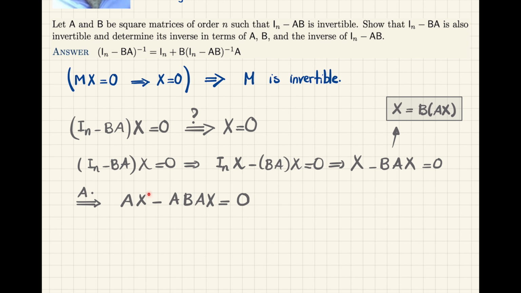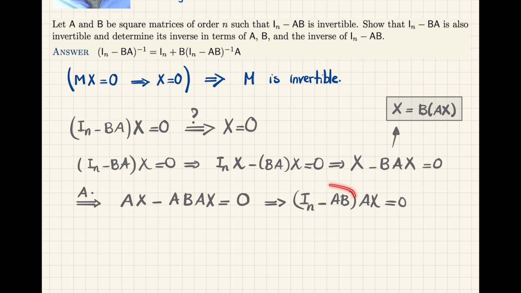So I can take this AX out, factor it out, but I have to respect the order. And I have to factor it from the right. So it becomes I_n minus AB, and then I have AX. On the right hand side I will have 0. So if you want to double check, multiply this back here, it gives you this, and multiply this back here, this gives you ABAX. But now this combination is guaranteed to be invertible by the problem itself.